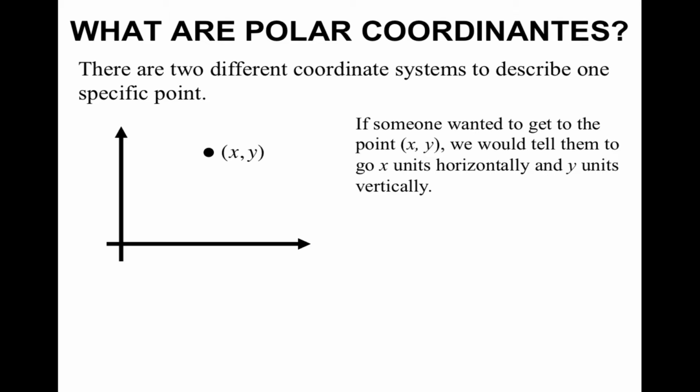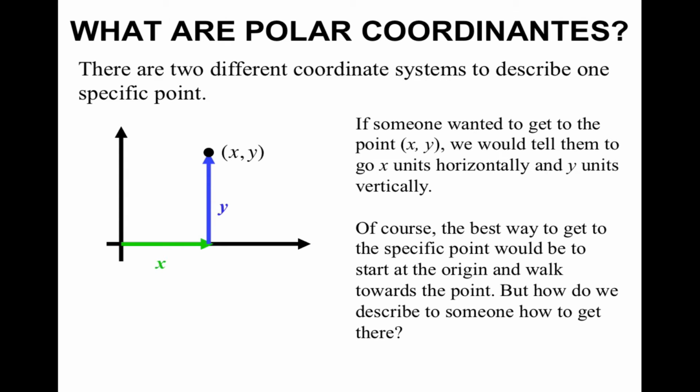So if someone wanted to get to the point x, y, we would tell them to go x units horizontally and y units vertically. Now, of course, the best way to get to the specific point would be to start at the origin and walk towards the point. But how do we describe to someone how to get there?